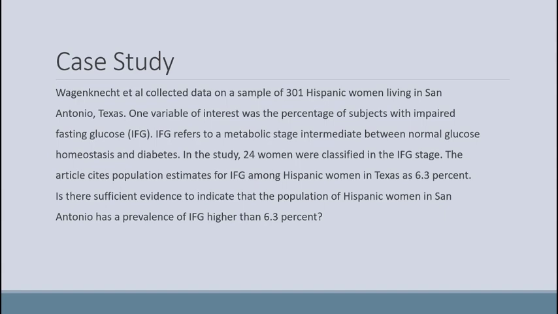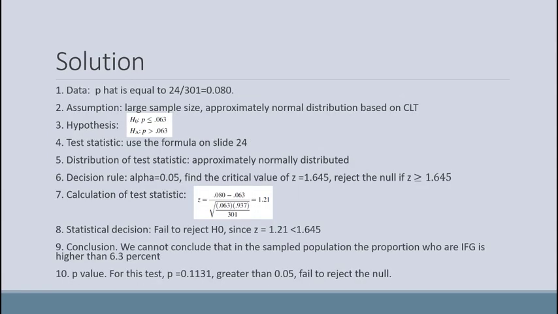Let's pause here. It's time to exercise your knowledge. See the solution on the next slide. You can pause here again to compare your answer to my answers on this slide. If you have any questions, you can feel free to email me.